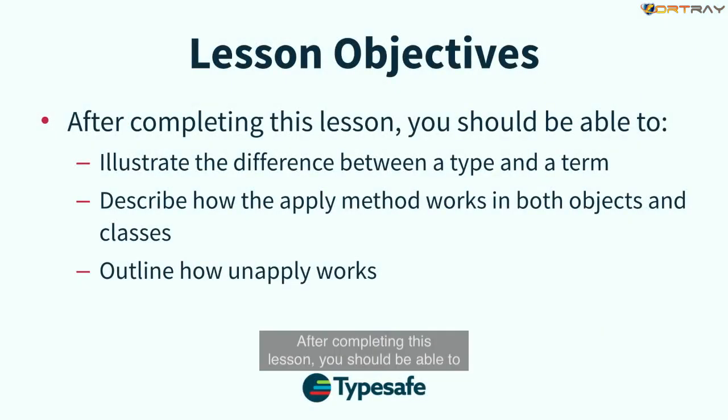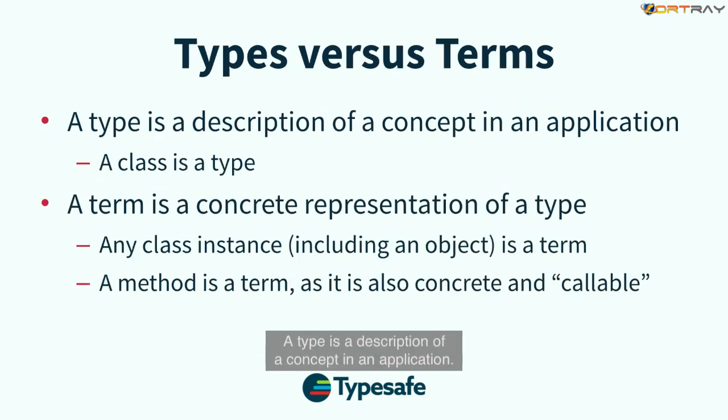After completing this lesson, you should be able to illustrate the difference between a type and a term, describe how the apply method works in both objects and classes, and outline how unapply works. A type is a description of a concept in an application. For example, a class is a type. A term is a concrete representation of a type.